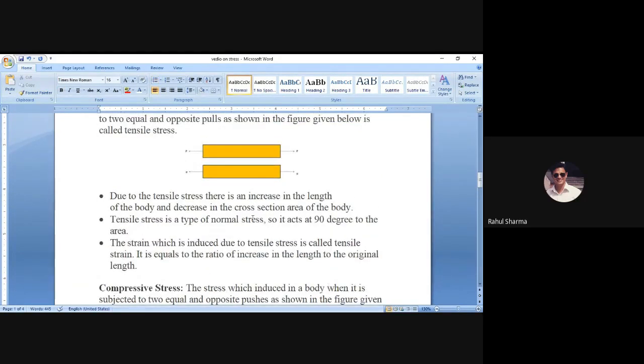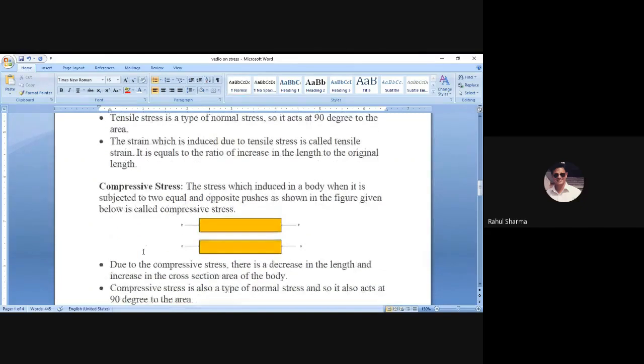Now there are some points that we need to mention over here. Due to tensile stress, there is an increase in length of the body and a decrease in the cross-sectional area of the body, right? So whenever you elongate any object, the length of that object will definitely increase, and the cross-sectional area will decrease. If the stress is of compressive nature, then the reverse will happen. The length will decrease and the cross-sectional area will increase. Similarly, due to compressive stress, there is a decrease in the length and an increase in the cross-sectional area of the body.